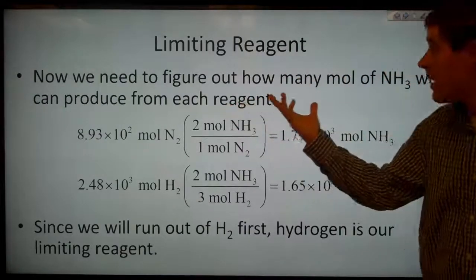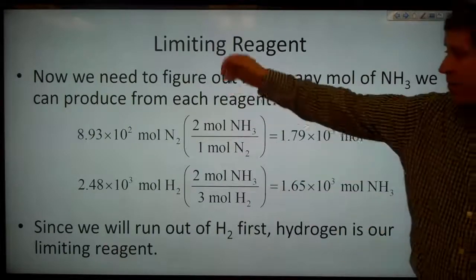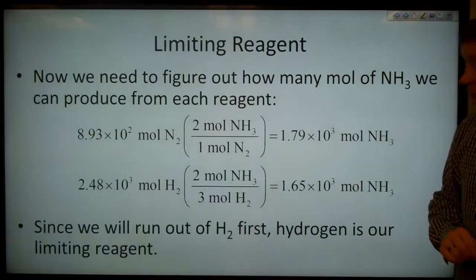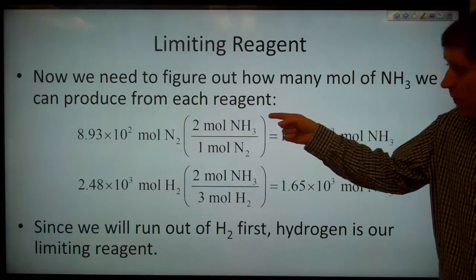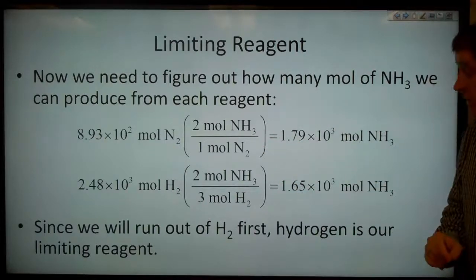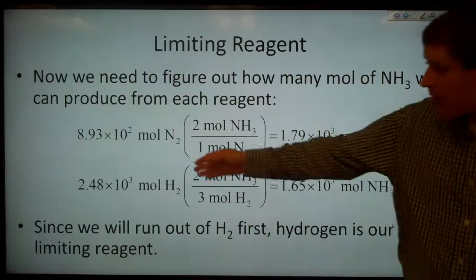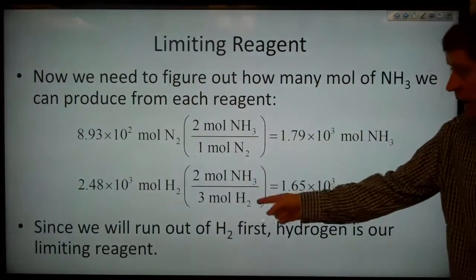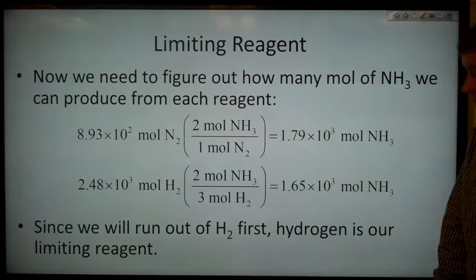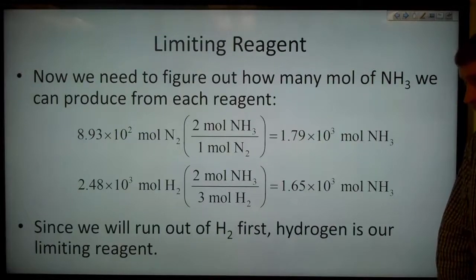So now we need to figure out how many moles of ammonia we can produce from each reagent. So we have 8.93 times 10 to the 2 moles of nitrogen. Well, at 2 moles of ammonia for every 1 mole of nitrogen gas used, we get 1.79 times 10 to the 3 moles of ammonia that can be produced. And at 2.48 times 10 to the 3 moles of hydrogen, at 2 moles of ammonia per 3 moles of hydrogen used up, we get 1.65 times 10 to the 3 moles of ammonia.